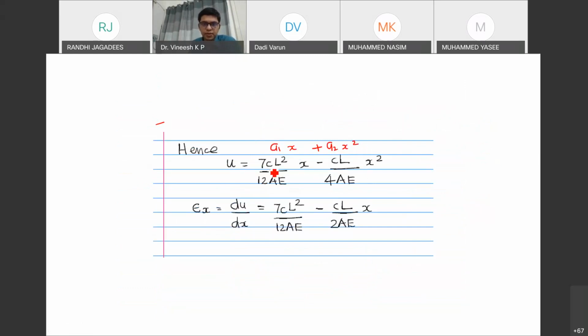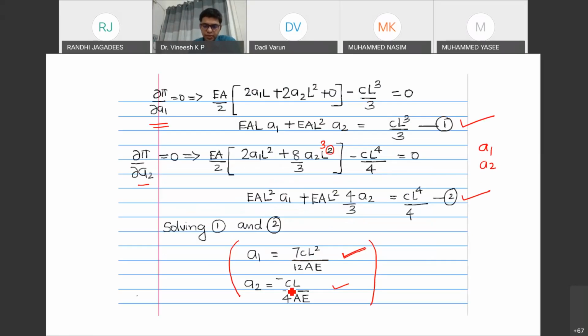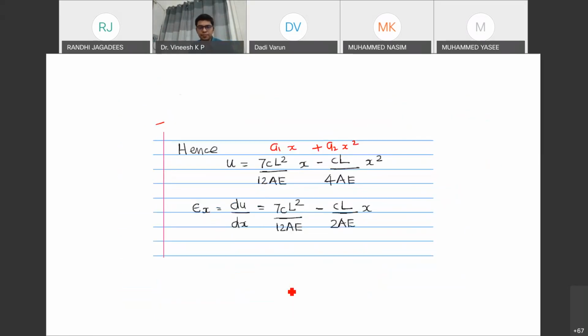So the displacement is 7CL square by 12A into x minus CL divided by 4A into x square. So the value of A1 and A2 is like this. So displacement you are able to write this. And epsilon x you are able to write A1 plus A2 into x. So this is the strain, and stress you are able to write sigma is equal to Young's modulus into epsilon x.